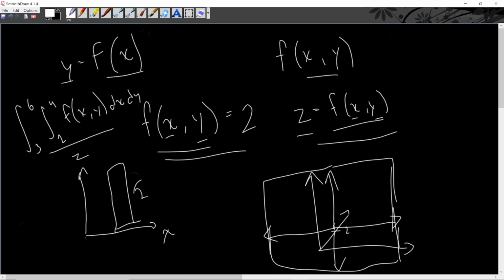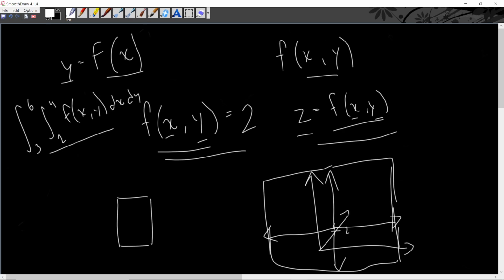So if z on this axis is equal to 2, let's draw what's happening a little bit, even without the axes. I don't know how to draw. So we have this nice looking rectangular prism, right?